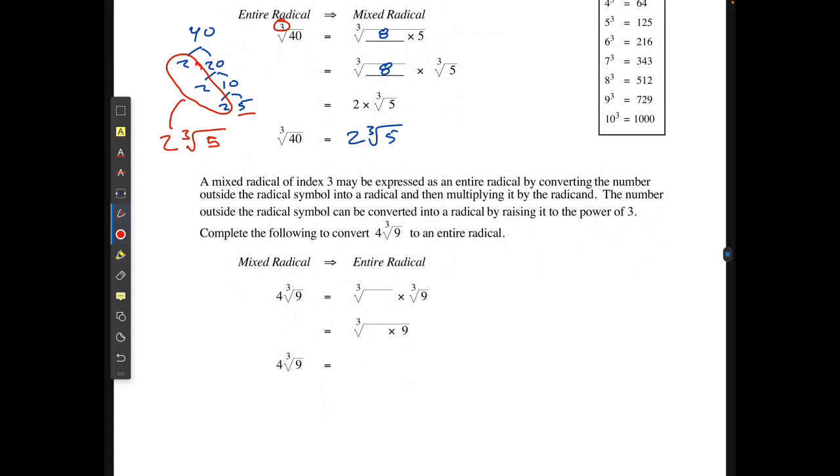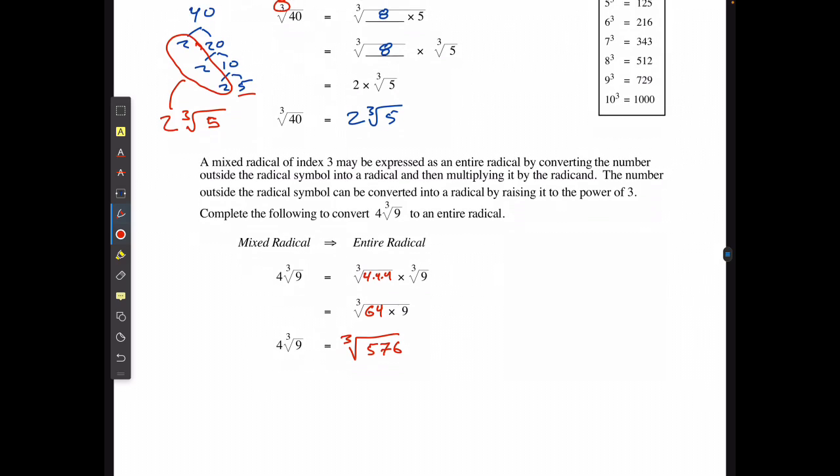If I'm going in the opposite direction, if I need to turn a mixed radical into an entire radical and it's got an index other than 2, I just need to multiply it by however many times the index says. So in this case, if I want to move the 4 back inside, I would need to say 4 times 4 times 4 times 9. This is going to be the same as 64 times 9, or the cube root of 576. And that's it.